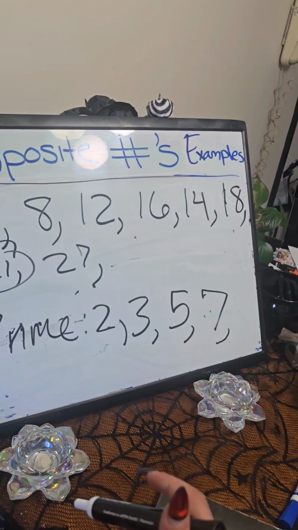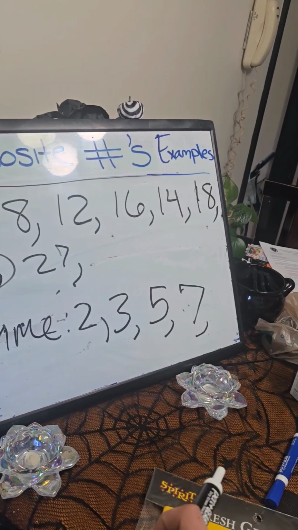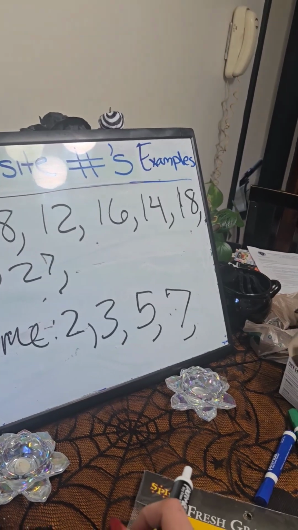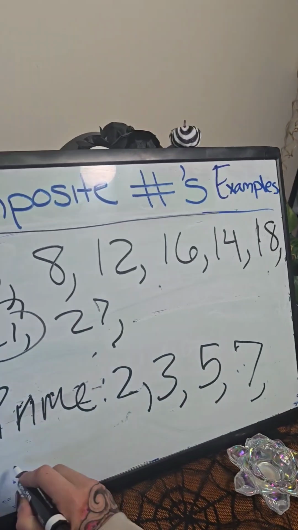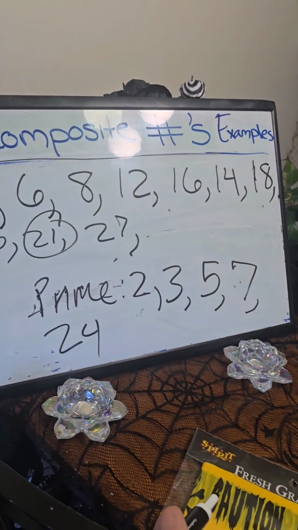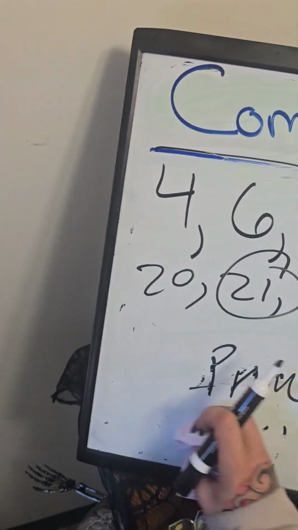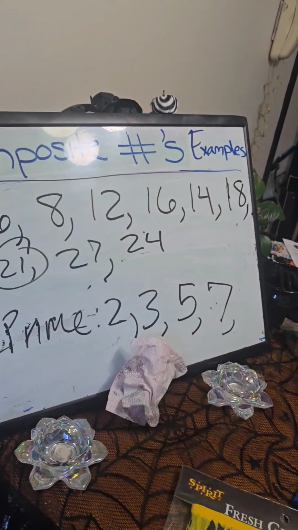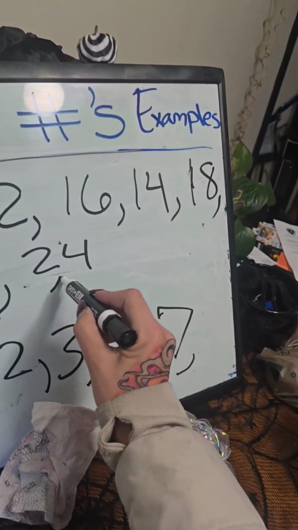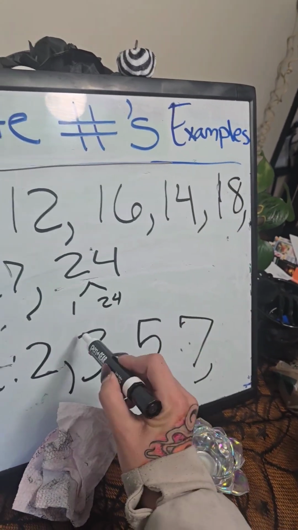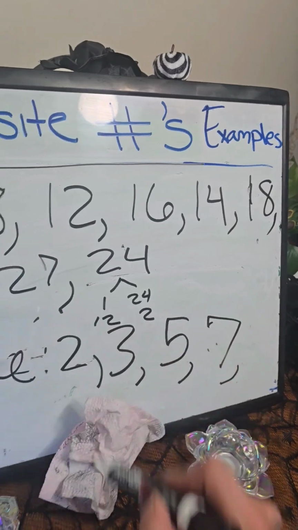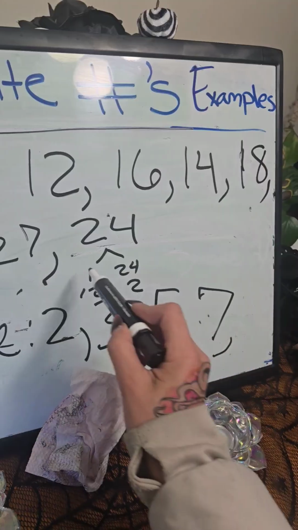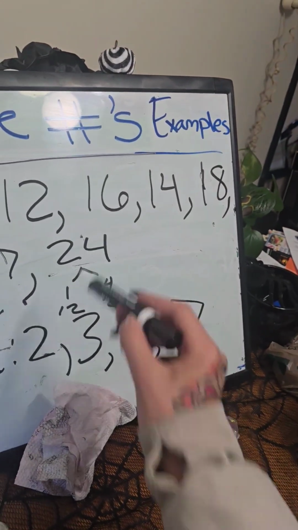Let's do, what else is prime? What else is prime? I want to give a higher number for you. 24 is prime. Oh, no, I lied. 24 is not prime. Actually, 24 is composite because there's more than 2 factors. So we can get 24 with 1 and 24. We can get it with 12 and 2. So there's more than 2 factors to figure out 24. There's more than 1 and 24 to get 24.